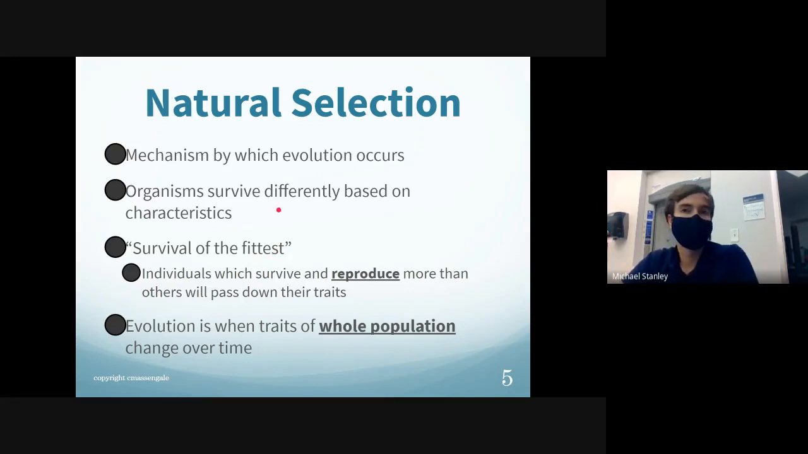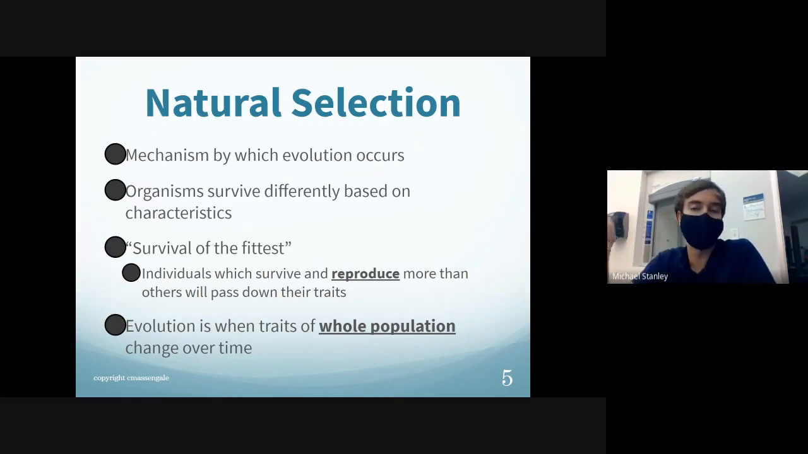In biology and in evolutionary biology, fitness doesn't necessarily mean who is the healthiest. It means who can survive and reproduce more than others. So in terms of natural selection and evolution, the goal of the game is reproduction. You want to be able to have the most surviving number of babies out of everybody else in your population.